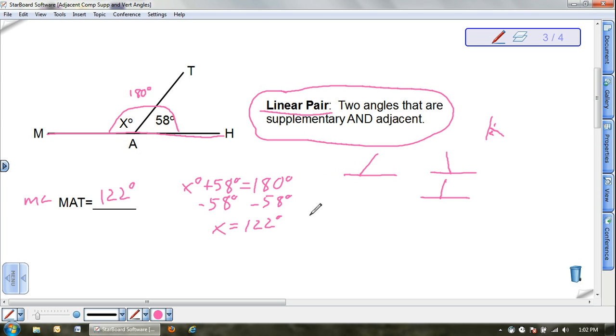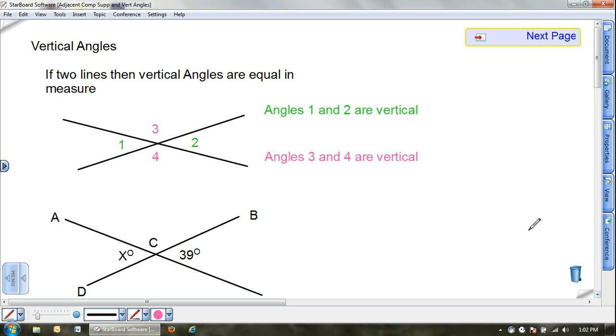So once again, here's the algebraic method. If you prefer a more intuitive method, you could do 180 minus 58, and you get the same result. Okay. So we get 122 degrees. All right. So that's a linear pair or supplementary angles there. Okay, next up, we have vertical angles.